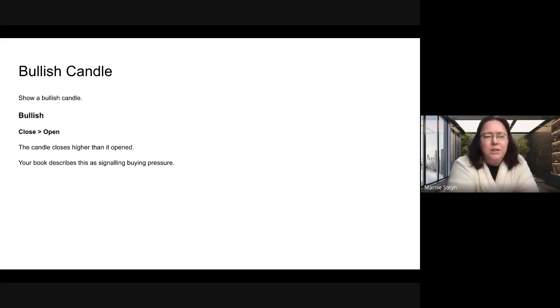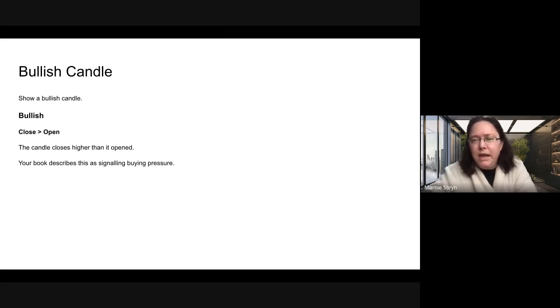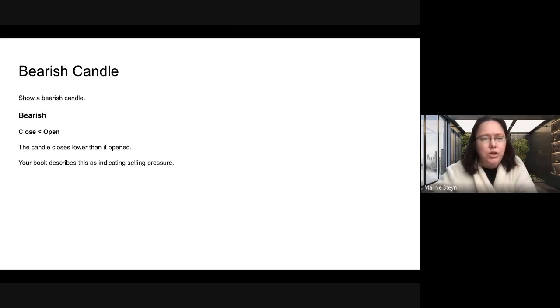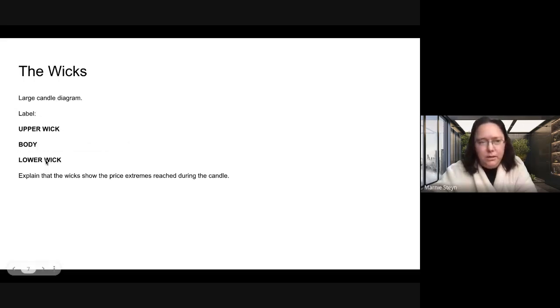So what is a bullish candle? A bullish candle is pretty much a candle that opens at the bottom and closes at the top. I will be giving you some examples of that. I'm not going to show it now, but I am going to show you examples on the chart shortly. And then we have our bearish candle, which opens at the top and closes at the bottom.